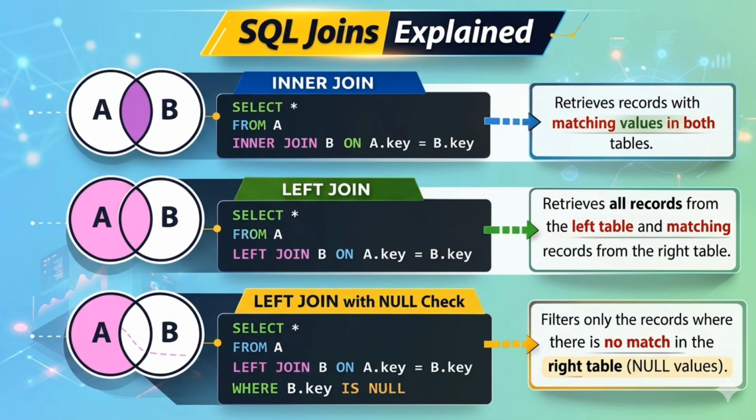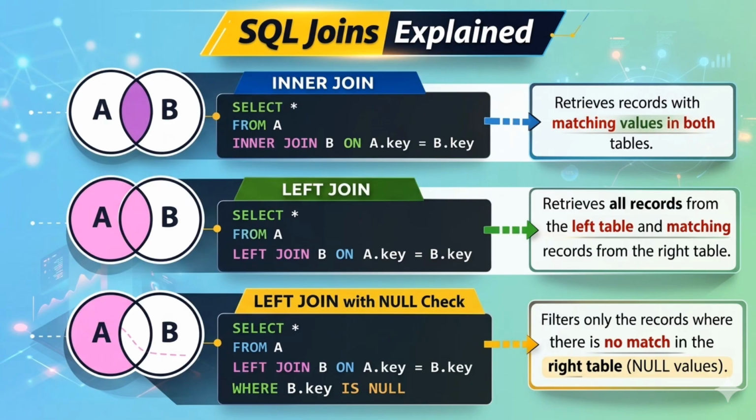Now let's look at a left join with a null check. This technique is used to find records that exist in the left table but do not exist in the right table. The SQL query looks like this. Select all from A left join B on A.key equals B.key where B.key is null. Here, we first perform a left join and then filter the results to keep only rows where the right table has no match. This is commonly used to identify missing or unmatched records.